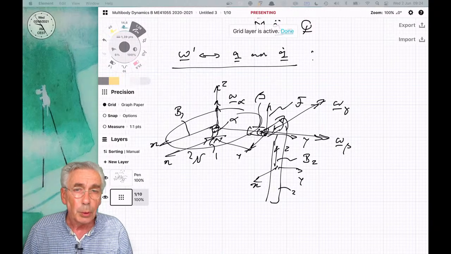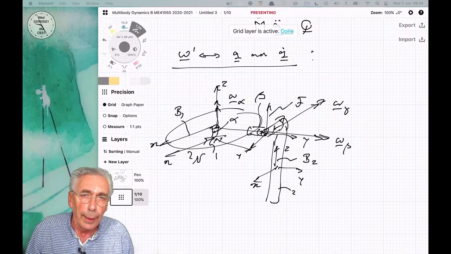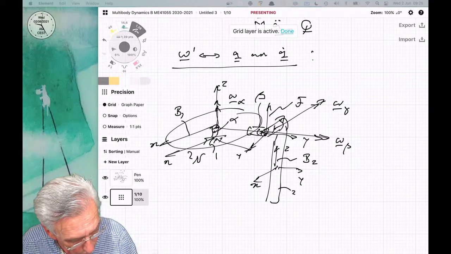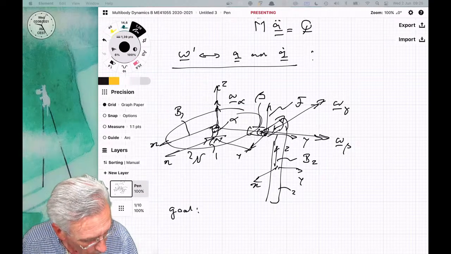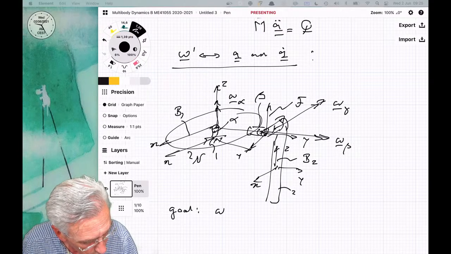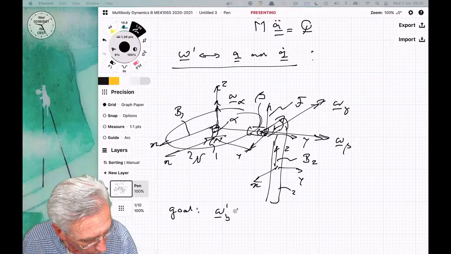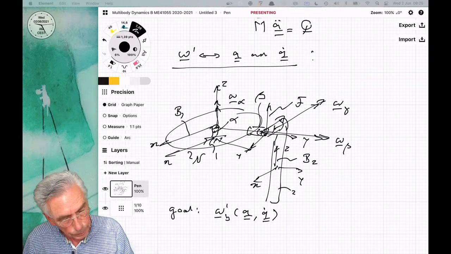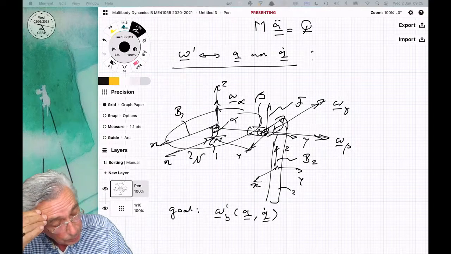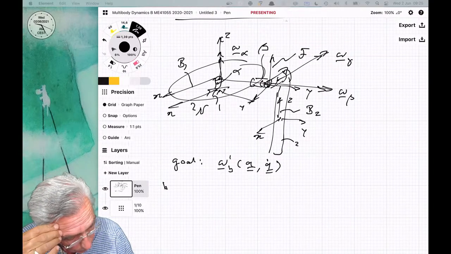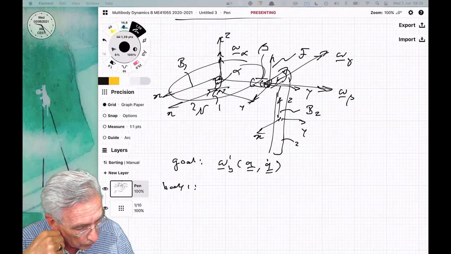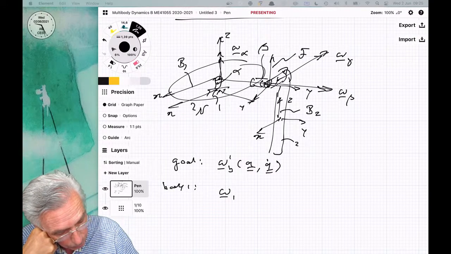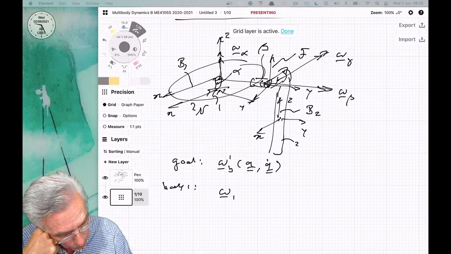And why do we do that? Because we need to express our angular speeds in terms of our goal here. Our goal here is to have our omega prime expressed in our q's and our q dots. That is the goal. So let's start with body 1. Then we have this omega 1. And since we do it in our prime system, right, we do it in B1.